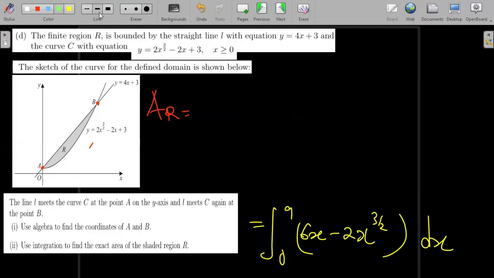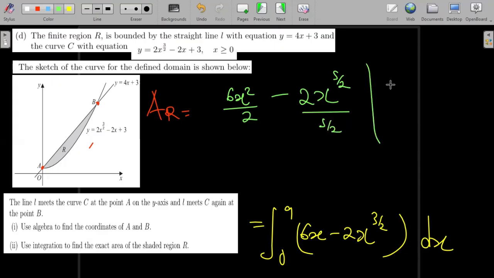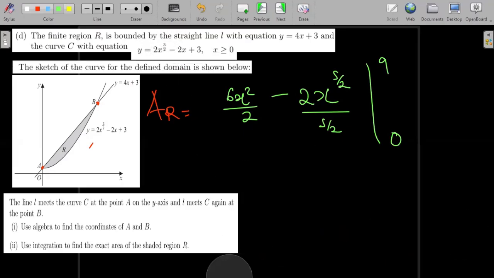Okay, so we're going to say, let's integrate this. So when you integrate this, you're just going to get 6x squared over 2. Okay, remember we add 1 to the power of x, and then we divide by the new power. So here we're going to do the same. So it will be 2x. If I add 1 to this, okay, I'm going to get 5 over 2. So that will be the new denominator like that. And then I can put the limits 9 to 0 or 0 to 9.